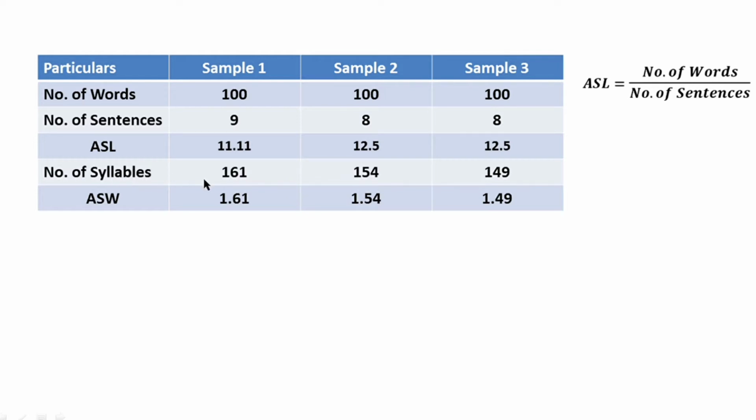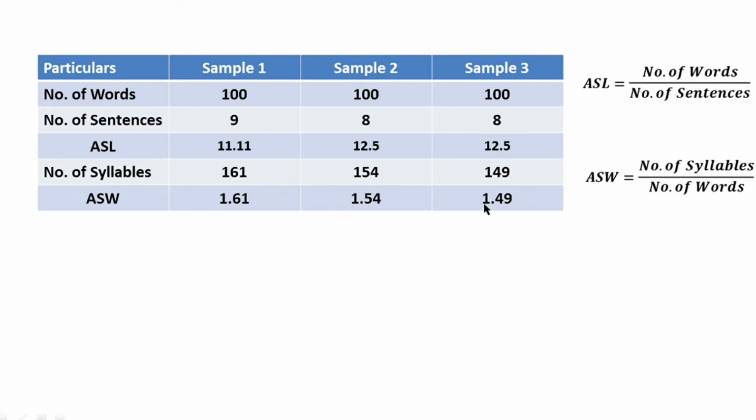Number of syllables for sample 1 we have around 161. For sample 2, it is 154. For sample 3, it is 149. If we want to see the average syllables per word, we can use a formula.